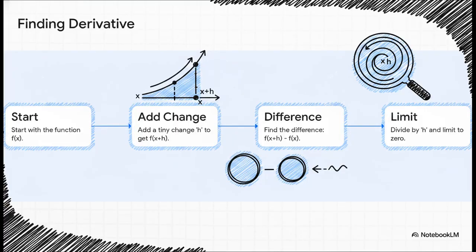So how does it actually work in practice? Well, we start with our position, f of x. We add a microscopic step forward in time, which we call h, giving us f of x plus h. We find the difference between where we are now and where we were a microsecond ago. Then, we divide by that tiny time interval h. Finally, and here's the real magic, we use our limit tool to shrink h infinitely close to 0. We aren't dividing by 0, we're taking the limit as we approach it. Boom! We have our exact instantaneous speed.